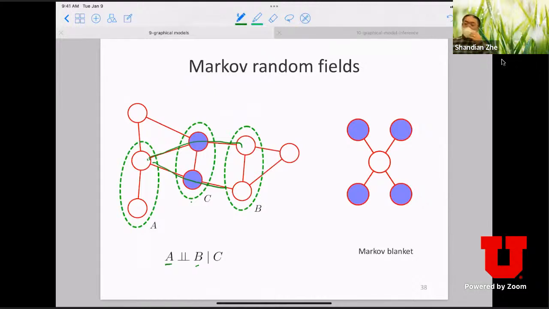And also, if you use undirected graphical models for the Markov Blanket, you don't need to differentiate what are parents, what are descendants, what are co-parents. You just look at all the neighboring nodes. They will constitute your Markov Blanket.